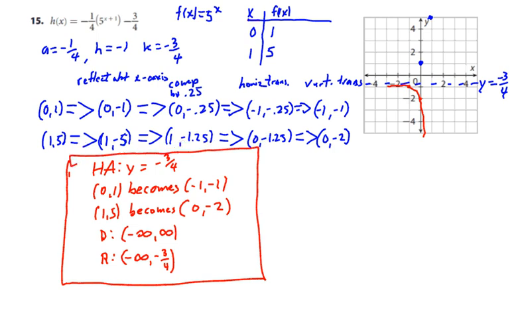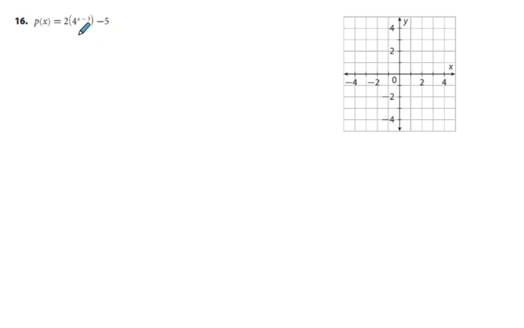Okay, and then number 16, which I'm not going to plan to go over here, you do the same type of thing. You'll take this f of x and have that be 4 to the x, and then do all the transformations like we did in 11, 13, and 15.